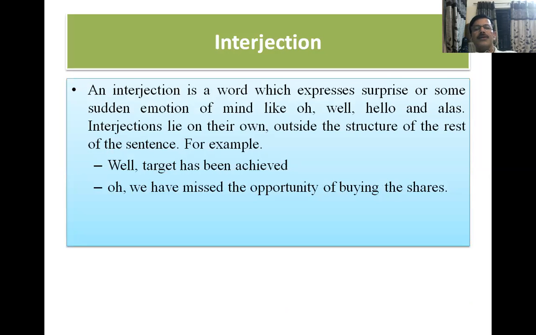After conjunction, interjection. An interjection is a word which expresses surprise or some sudden emotion of mind, like oh, well, hello, alas. Interjections lie on their own outside the structure of the rest of the sentence. For example, "Well, target has been achieved." So "well" is the interjection. "Oh, we have missed the opportunity of buying the shares." Like this, there are many interjections you can use, but they are outside the structure of the rest of the sentence. You have to remember this.